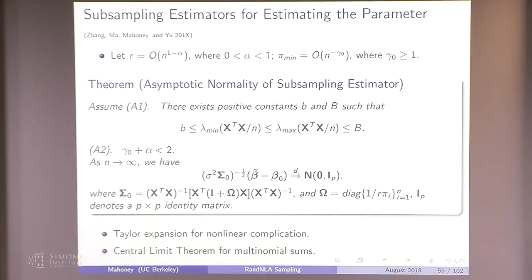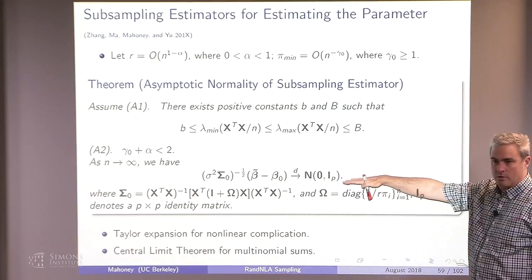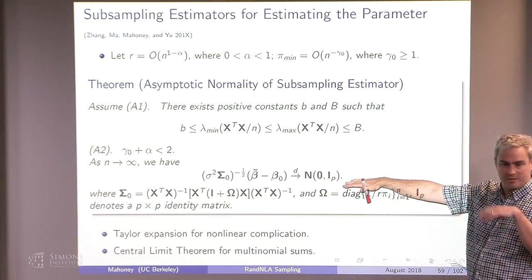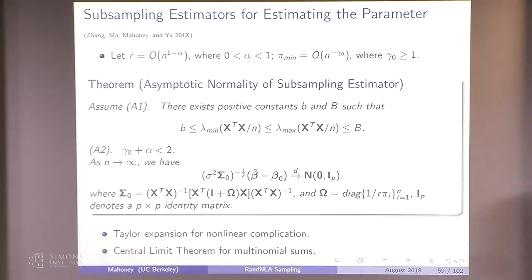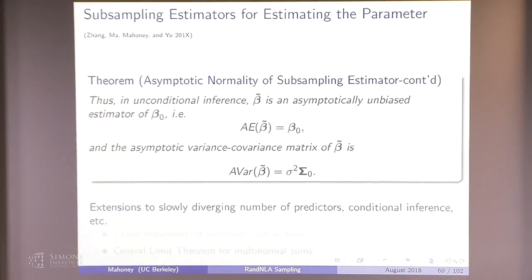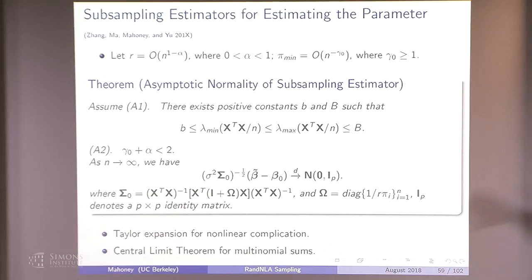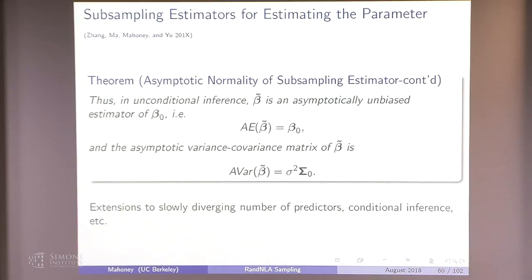But under a reasonable set of assumptions, as n goes to infinity, we're going to get something of this form. If you've seen asymptotic statistics, you may recognize that. If you haven't, don't worry. We're going to get something slightly different than we had before. And this is the usual asymptotic normality claim. You're going to be asymptotically normal.